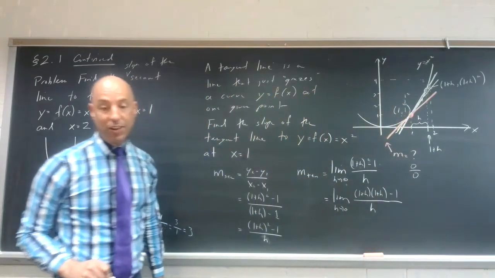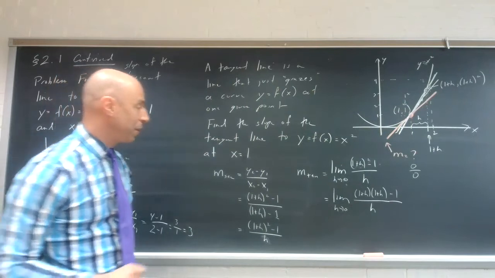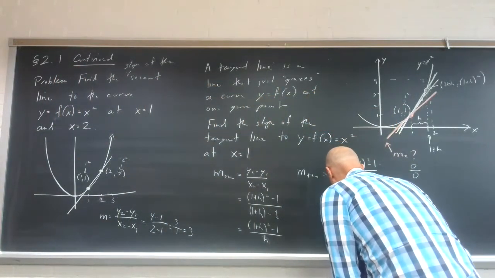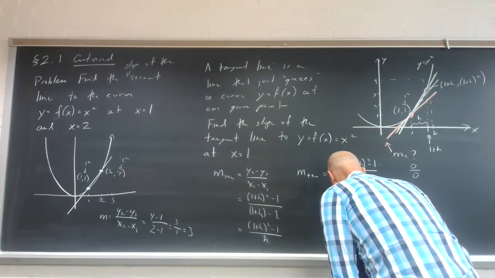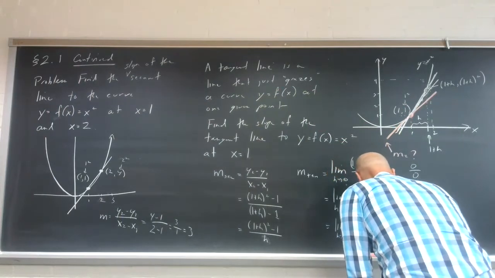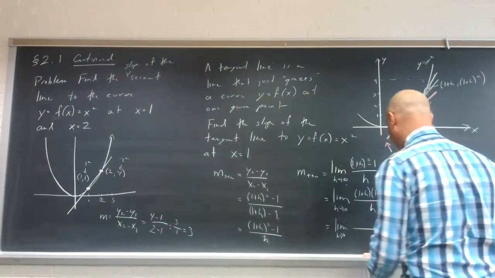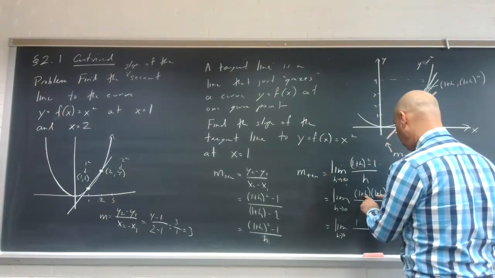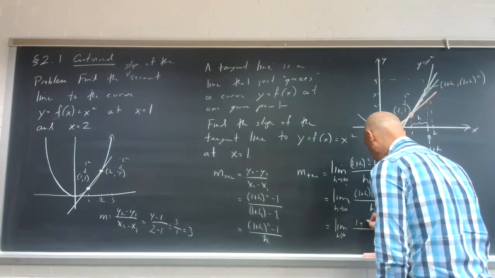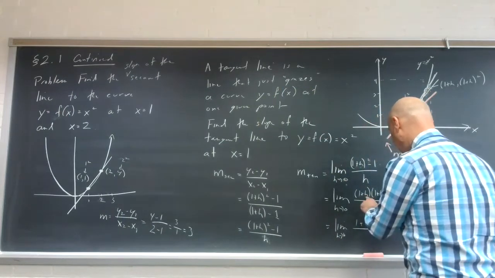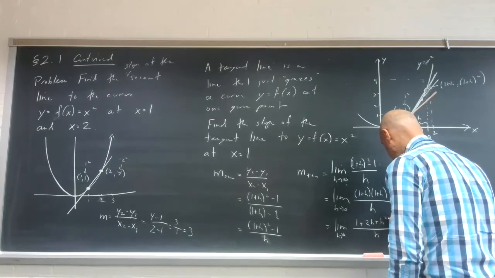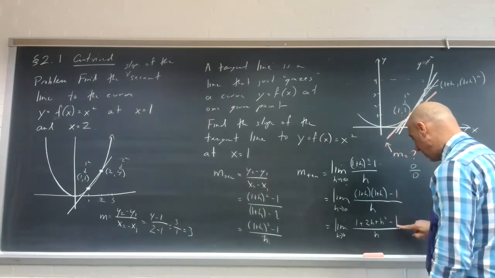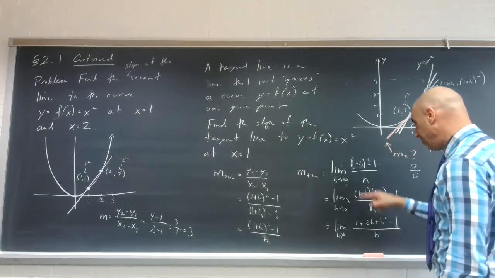And we have to FOIL that all out. So let's do that. So we're doing some algebra here. 1 times 1 is 1. 1 times h is h, plus another h, that's 2h. h times h is h squared, minus 1. That minus 1 is that minus 1 right there. So we just FOIL this out.